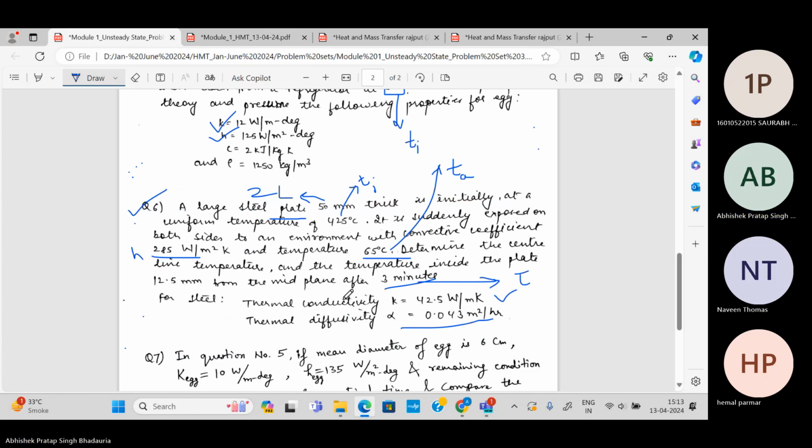Fine. So we had to determine the center line temperature, and this center line temperature we have determined. Now we have to find the temperature inside the plate, 12.5 mm from the mid plane.